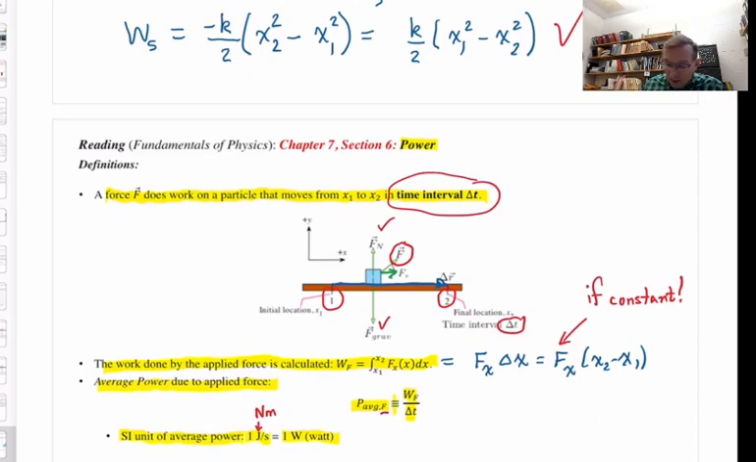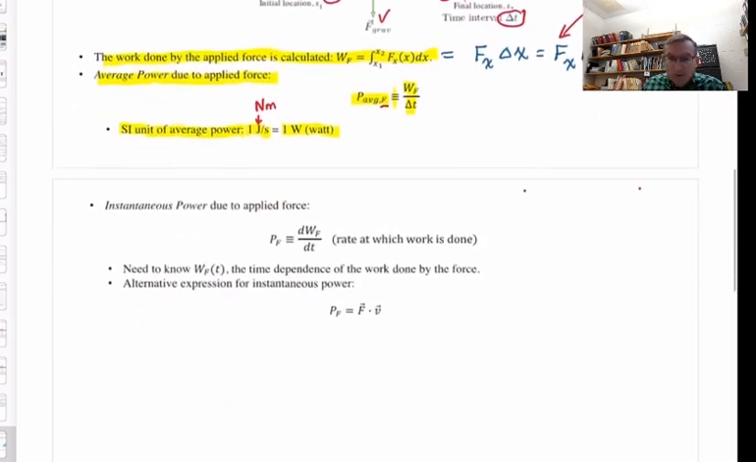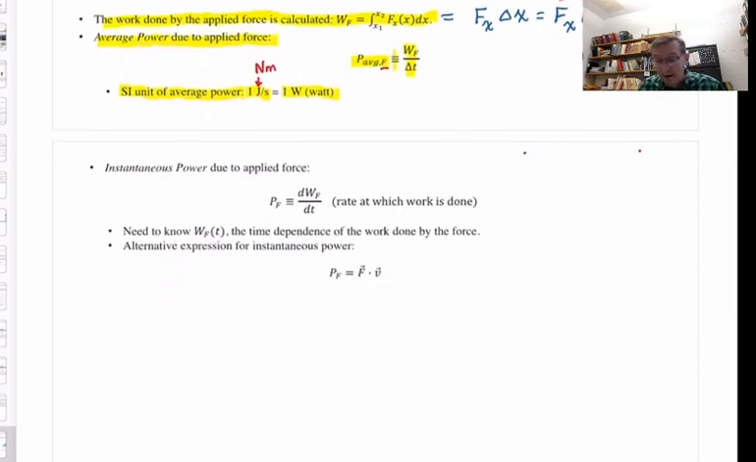Now, there's a little more to power than that. In addition to average power, we can talk about instantaneous power. We can define instantaneous power due to the applied force. That'll just be labeled P sub F. Defined to be, well, it's basically the average power in the limit as delta t vanishes. And what you end up with is a derivative. It's the derivative of the work with respect to time, or the rate at which work is done.